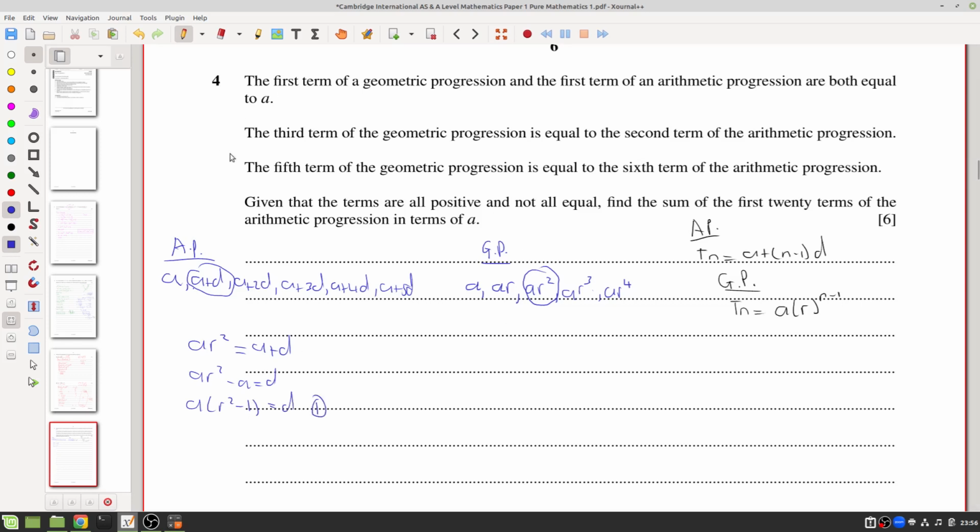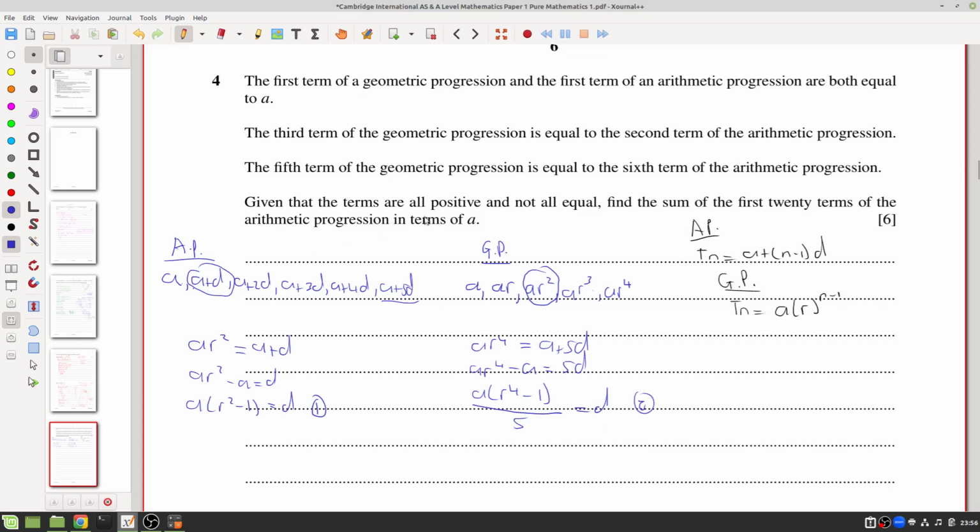Now we've also been told the fifth term of the GP. So 1, 2, 3, 4, 5, the fifth term, ar to the power 4, equals the sixth term of the AP. So 1, 2, 3, 4, 5, 6. The sixth term of the AP, a plus 5d. So let's do the same thing here. ar to the power 4 minus a equals 5d. So factor out an a, a times r to the power 4 minus 1, and then divided by 5 equals d. Let's call that equation 2.